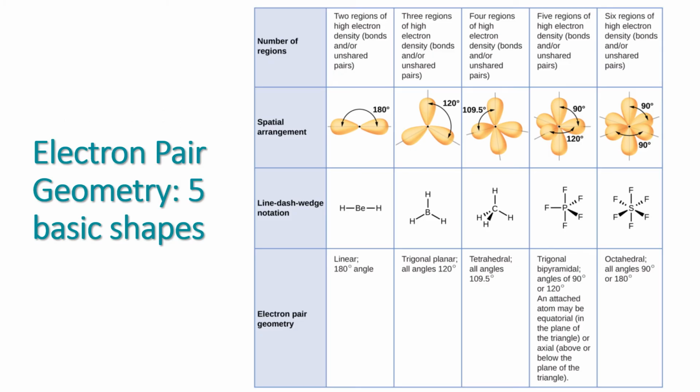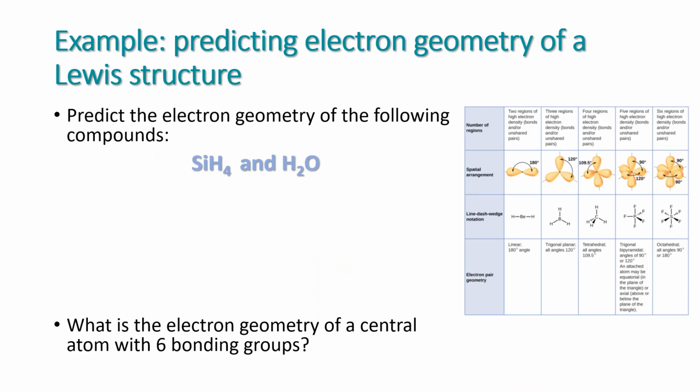So this is a nice little table that summarizes all the different electron geometries. You will also see it called electron pair geometries, but I like to just say electron geometry because it's easier. Here we have the number of regions, so 2, 3, 4, 5, and 6. Here is a summary of the different spatial arrangements, the bond angles, and then here we have the names. So definitely keep this on hand whenever you're practicing determining electron geometries. We are going to practice this together.